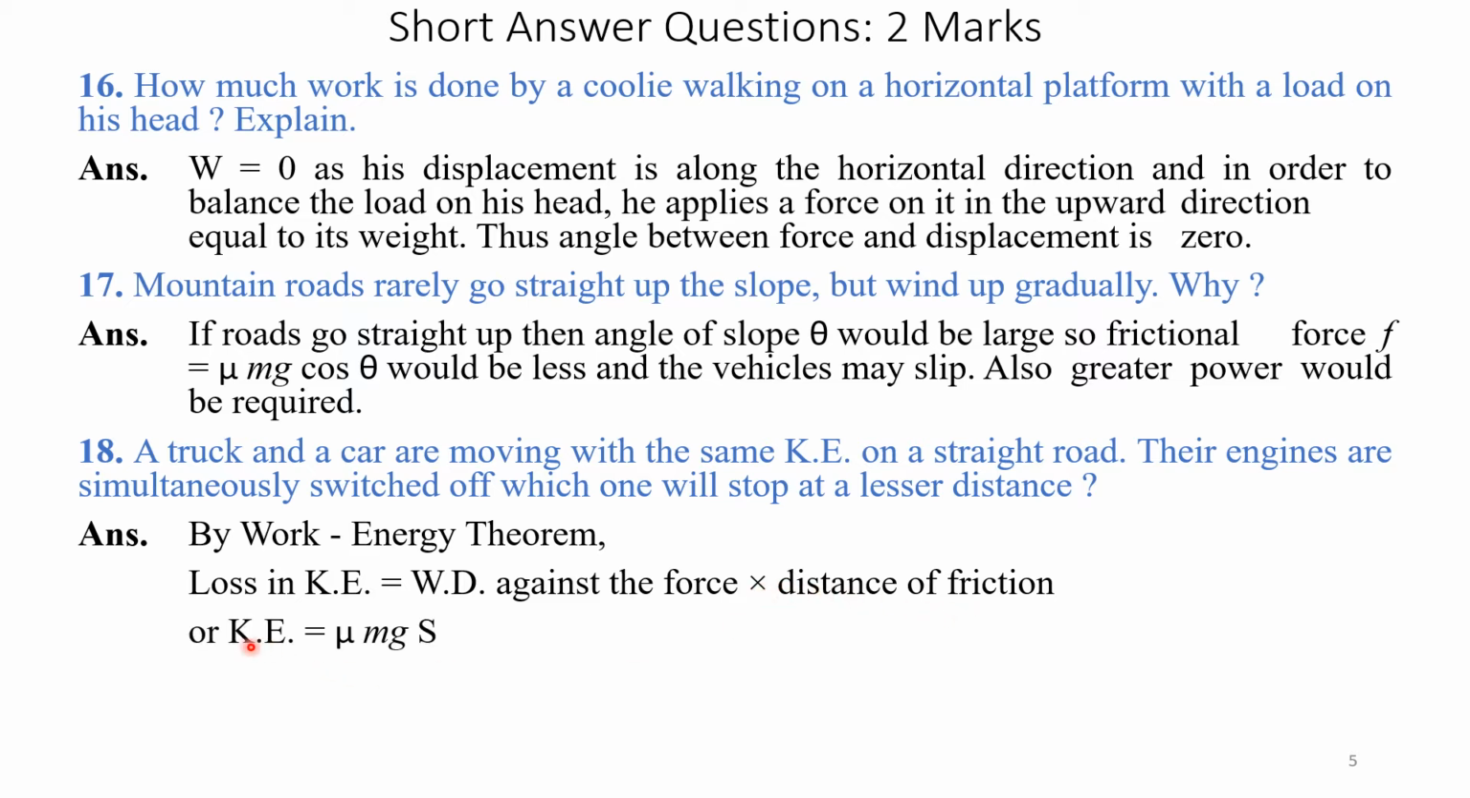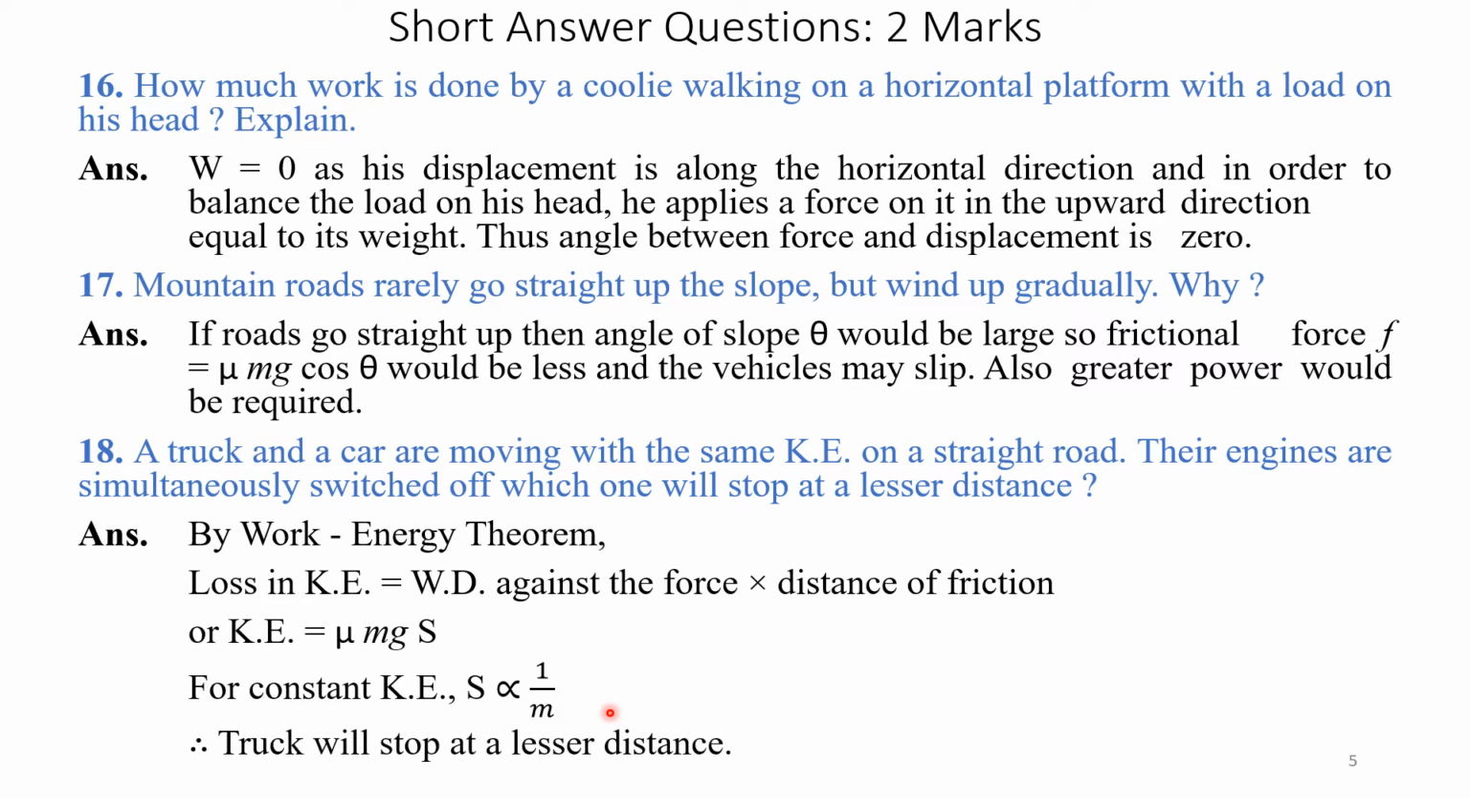Therefore, kinetic energy is equal to mu mg cos theta times s. Kinetic energy is the same, that is constant. Mu is a constant. g is also constant. Only m is different. m is more in the case of truck and less in the case of car. So, s is proportional to 1 over m. Hence, truck will stop at a lesser distance.